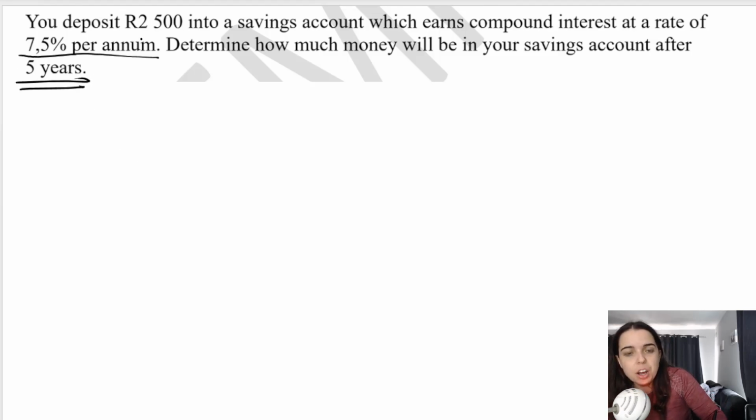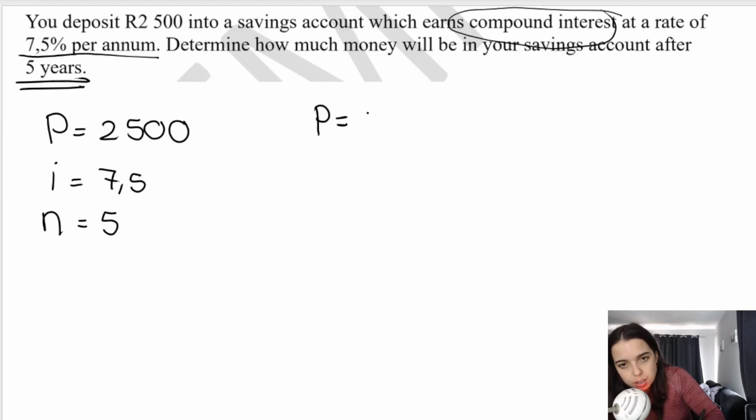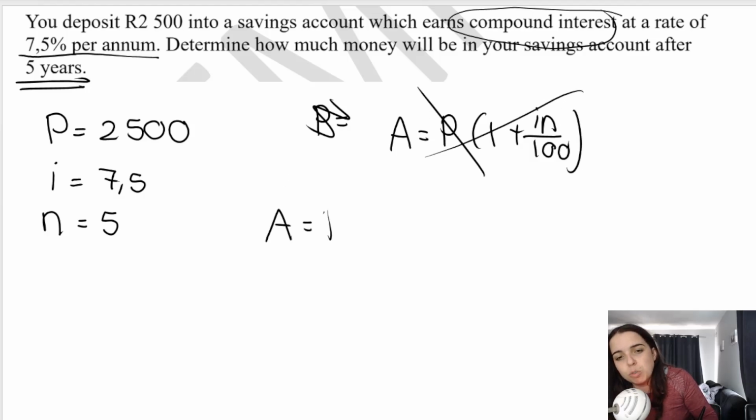Okay, so what did I start with? My P is what I started with, 2,500. My interest rate is 7.5%. My n, my number of years, is 5. But because we're doing compound interest, we will not be using this formula, the one that I showed you earlier. We will not be using that one. That is for simple interest. We will be using this formula.